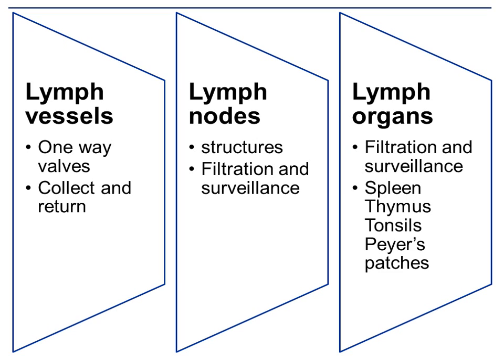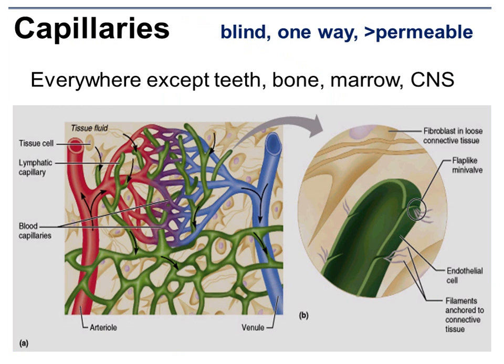And then we have to have some way of collecting lymph and moving it through nodes and organs, and then eventually returning to the blood supply, and those are lymphatic vessels. So let's take a look at each of them. Let's start with lymph vessels, and in fact we're going to focus on capillaries.